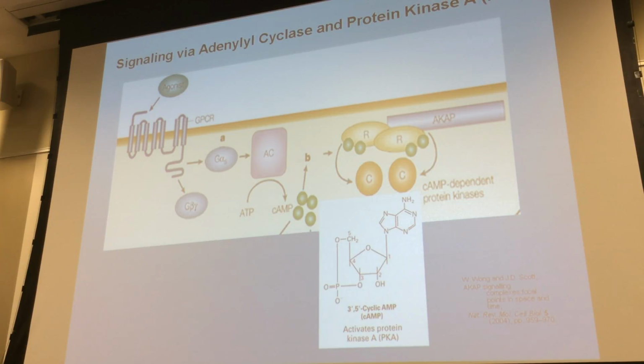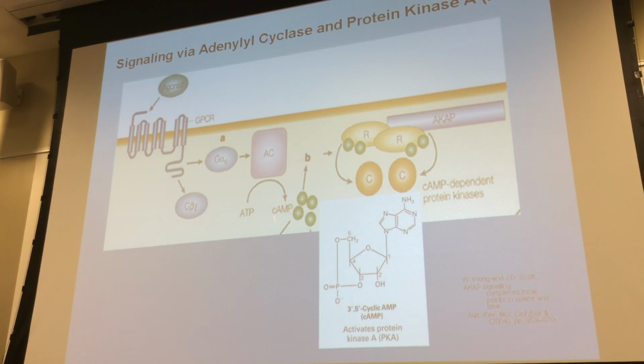Yes? For adenylyl cyclase activation, is it always the G-alpha S subunit, or could it be sometimes the G beta? It could be the G-olf, but that's really limited pretty much to the brain. So the stimulation is going to be from the Gs family. Okay?